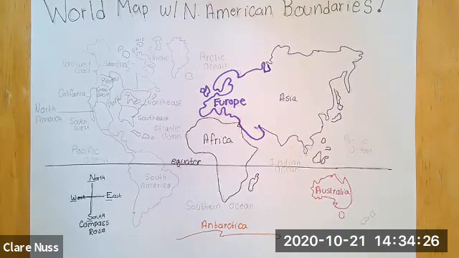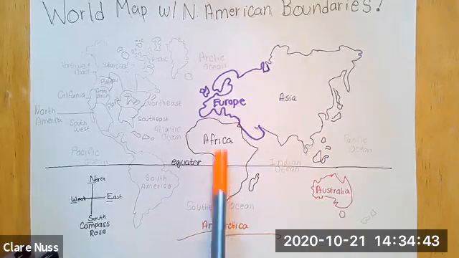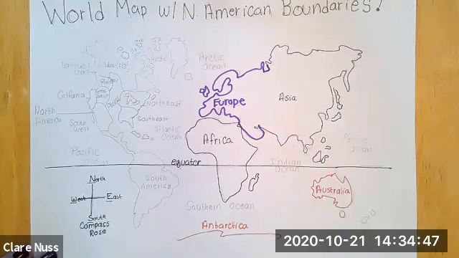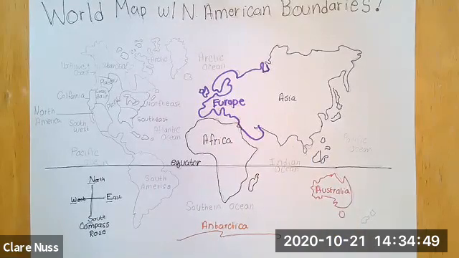Okay, here's a hard one for you. Which continent is located to the northeast of Antarctica? The northeast of Antarctica. If you said Africa or Asia or Australia, you are absolutely correct.